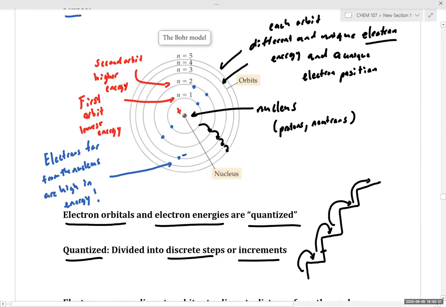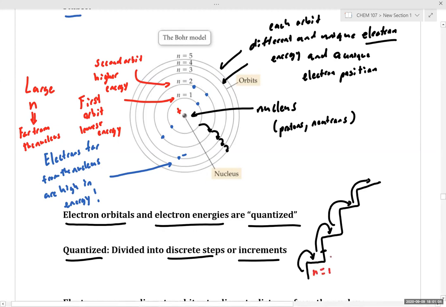So just think of n, the principal quantum number, as describing our orbit number. It describes how close our electron is to the nucleus and whether it's low or high energy. So the main thing that you need to know: large n means that we are far from the nucleus. And if we're far from the nucleus, that electron is going to be high in energy. Does that make sense to everyone?